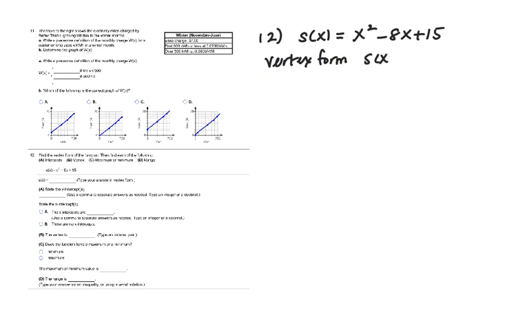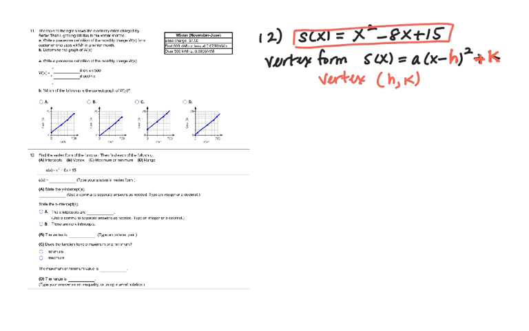Vertex form will be s of x equal to a times the quantity x minus h squared plus k. In this case, my (h, k) represents my vertex. So if I have minus h, then I'll have a positive h. And for k, k is exactly what I see here. So we'll take the standard form and convert it to vertex form.